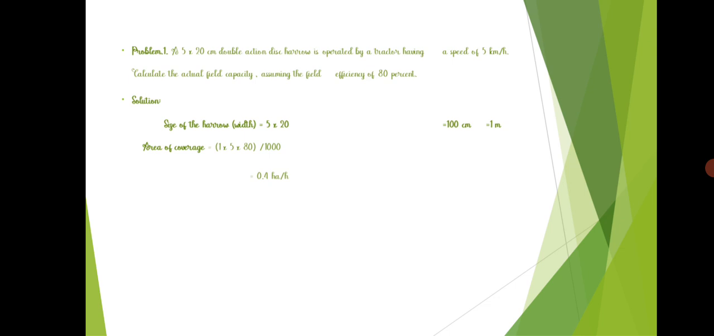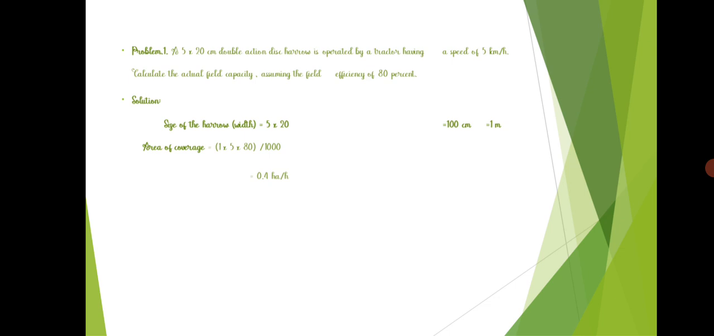So this is a small problem based on field efficiency. A 5 into 20 centimeter double action disc harrow is operated by a tractor having a speed of 5 km per hour. Calculate the actual field capacity assuming the field efficiency of 80%.